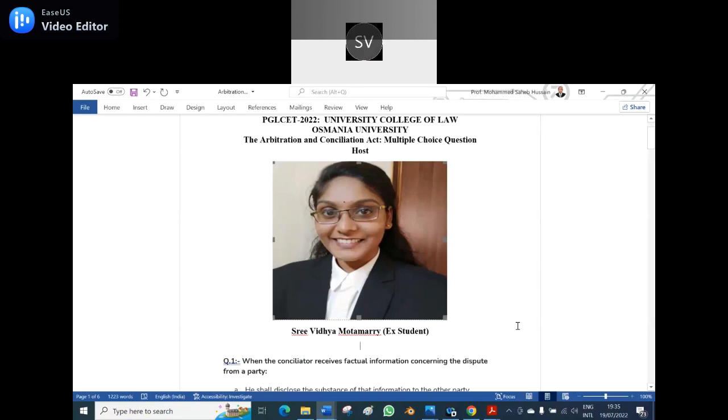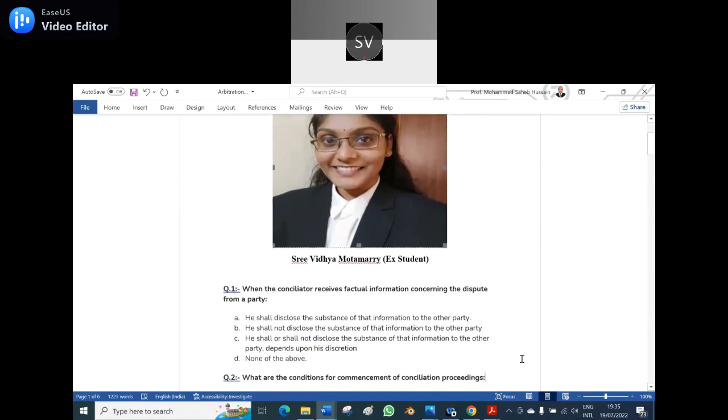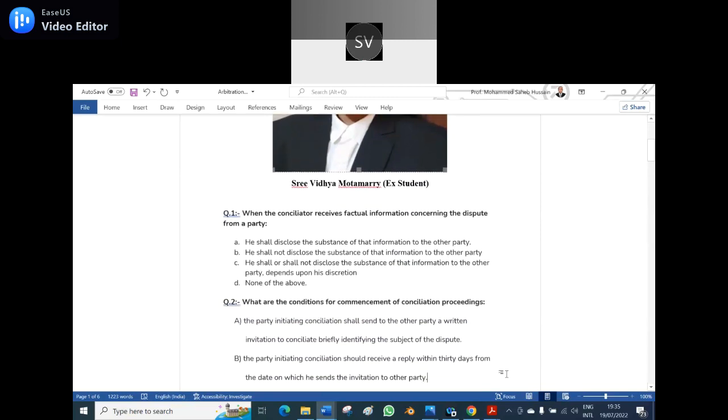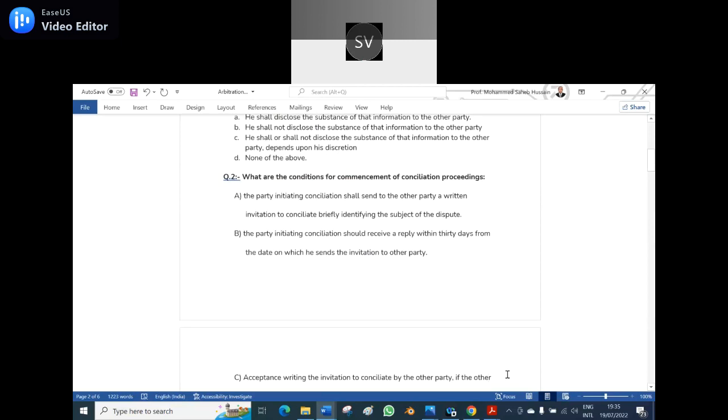When the conciliator receives factual information concerning the dispute from a party, option A, he shall disclose substance of that information to the other party. Option B, he shall not disclose substance of that information to the other party. Option C, he shall or shall not disclose substance of the information to the other party, depending upon his discretion. Option D, none of the above.